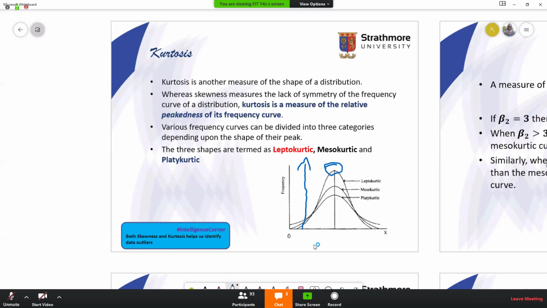This is going to be so important for us. So there are three shapes. The first one is called leptokurtic. That is the highest.